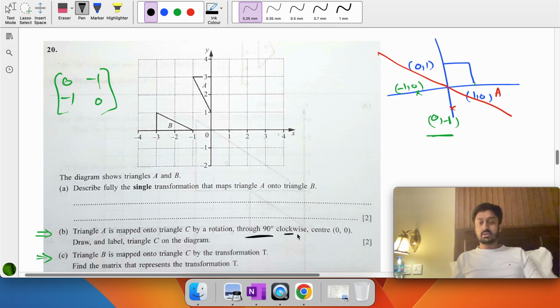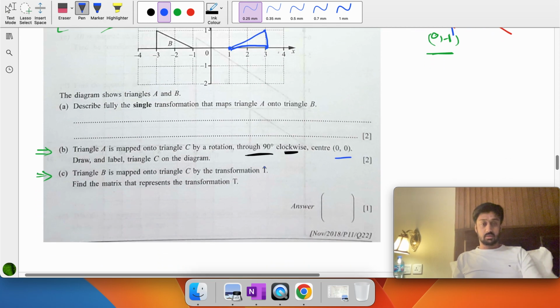And the other part for this question is this: the triangle A is mapped onto triangle C by a rotation of 90 degrees clockwise. So I'm going to rotate this 90 degrees clockwise about the origin. This point will appear here. This point 3 will appear over here. And the third point is this. And then the demand is that triangle B is mapped onto triangle C by a transformation. So this is reflection in the y-axis, which we've already covered. So I'll skip it for now. And this would be enough.